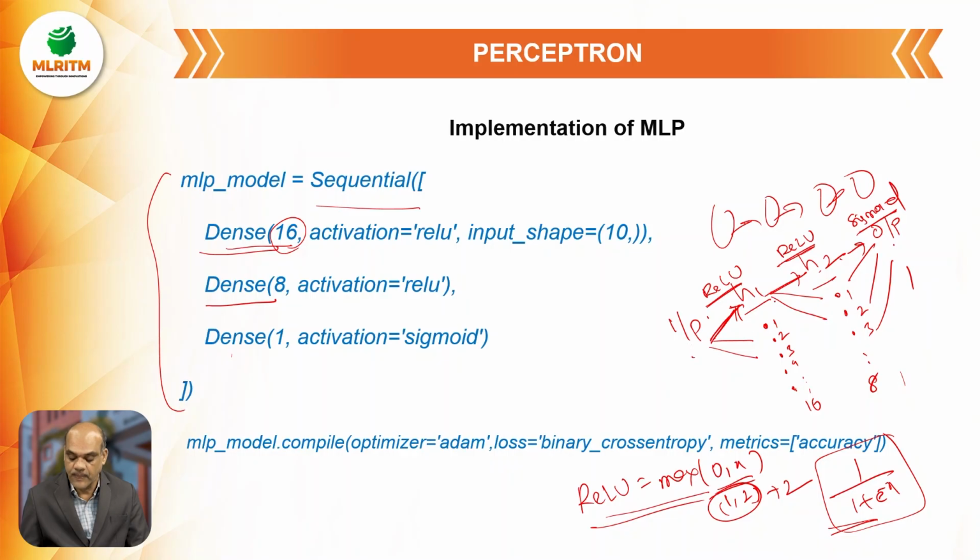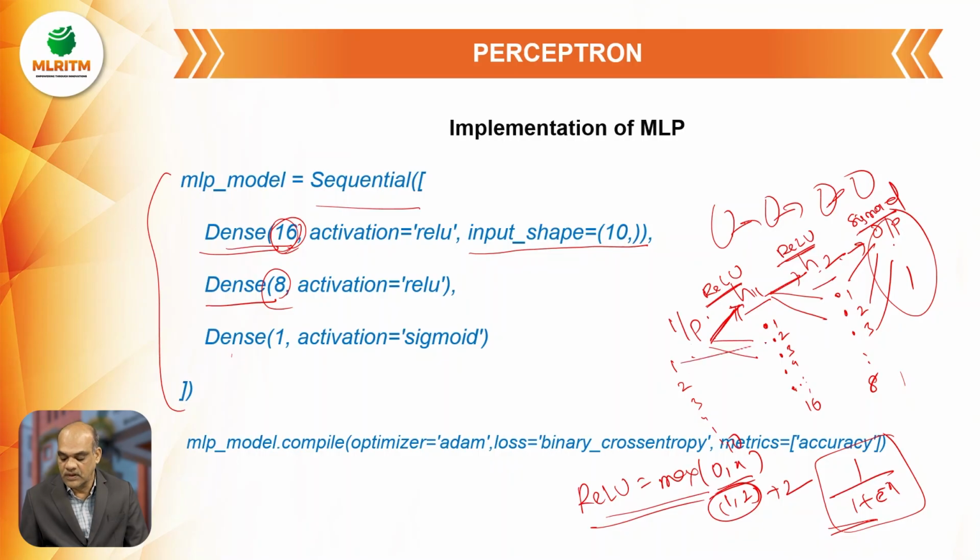Input layer we have. At the hidden layer, 16 neurons I am taking. Then dense layer, 8 neurons I am taking. At the output layer, we are going to have 1 neuron. Then here you can see input shape equal to 10 comma. That means at the input layer, I am taking 10 parallel inputs: 1, 2, 3, 4, 5, 6, 7, up to 10.